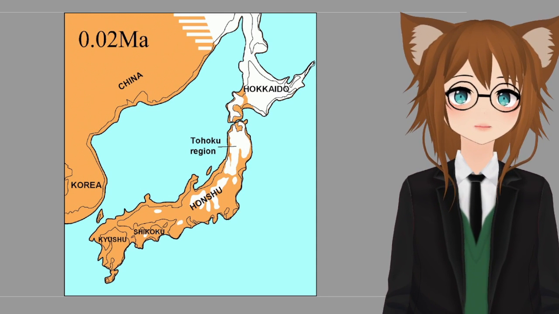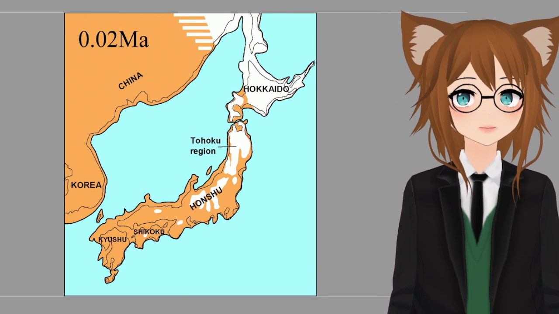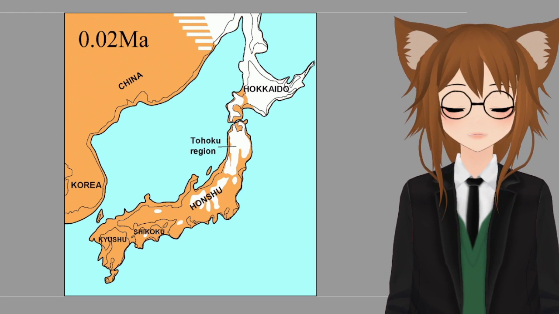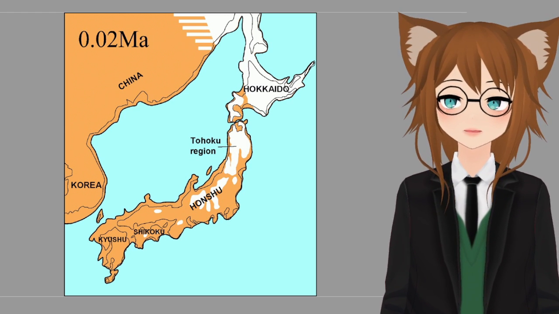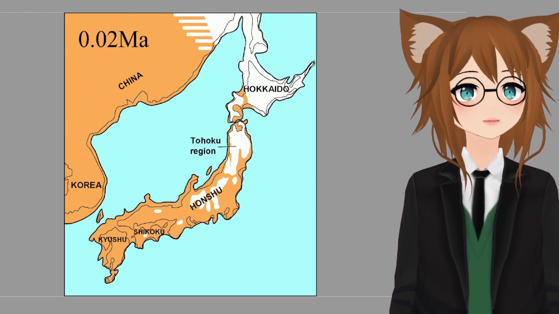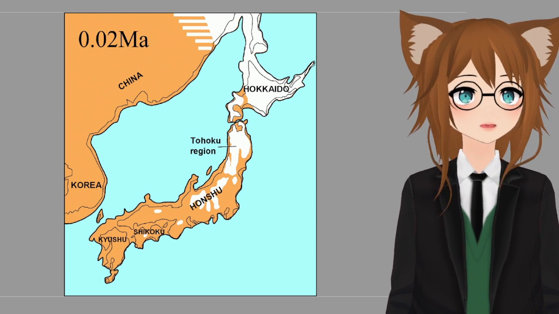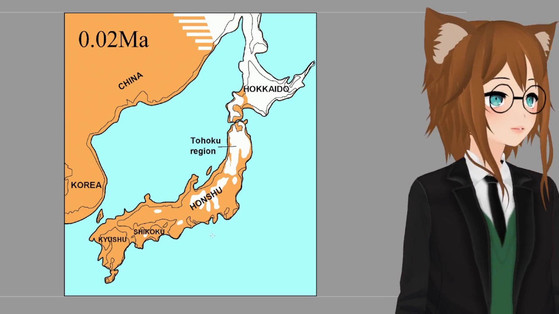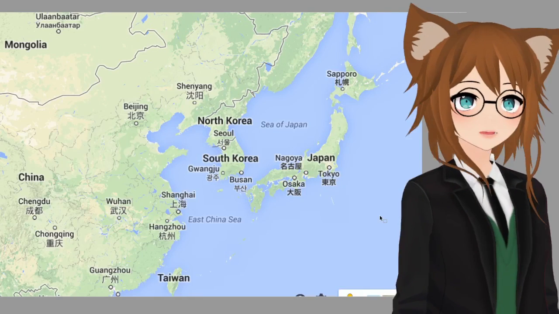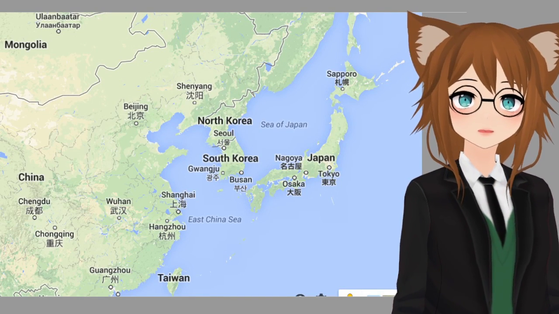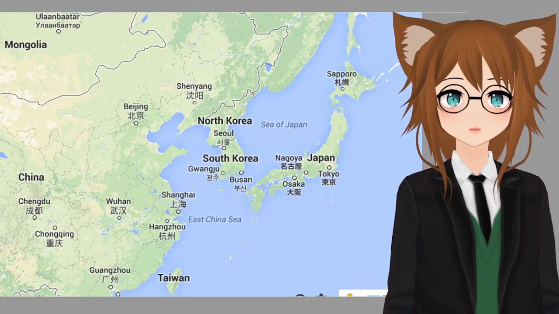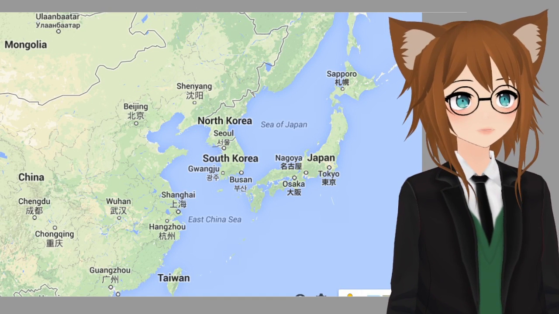So if you superimpose Japan along the east coast of the United States, if you're familiar with the east coast of the United States, it would run from central Maine down to Florida. So that kind of gives you a bit of a better idea of the actual size of it.